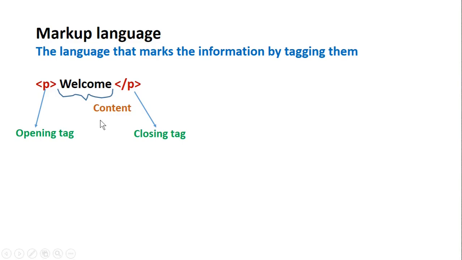So here we are marking the word welcome by the P tag so that the browser knows how to display it. That means whether it should be displayed as a paragraph or whether it should be displayed as a heading. So here we are telling the browser that this welcome should be displayed as a paragraph. Therefore, the markup language is a language that marks the information by tagging them. So whenever tagging is used in any code, then that type of language is called as markup language.